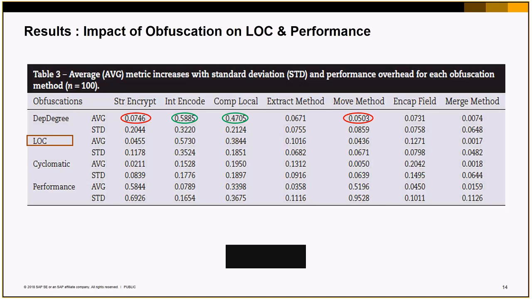Coming to LOC, which is the line of code, again, the integer encoding and compose local have a good impact and improvement in the code complexity and do not have a bad performance impact. If we look at the worst case, we again see that string encryption is not really helping to improve the complexity, and the performance impact is really high.